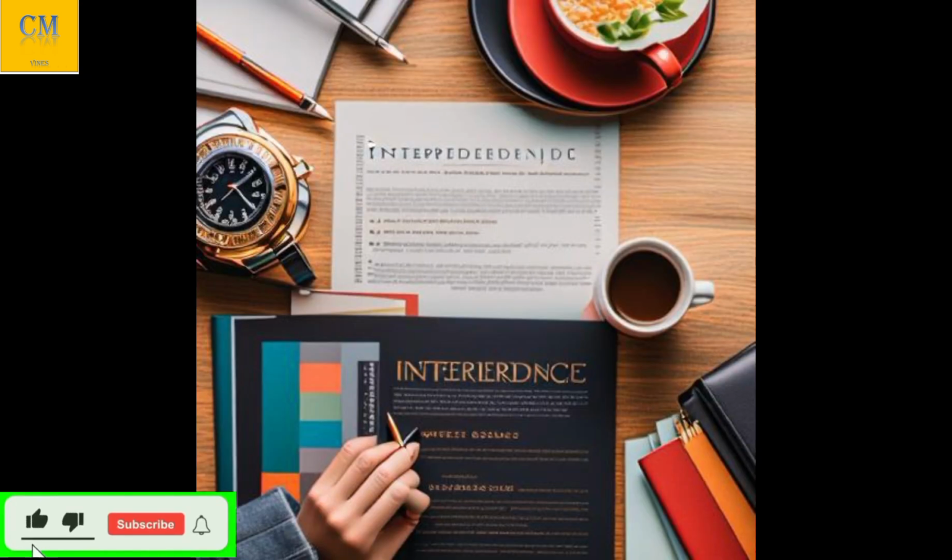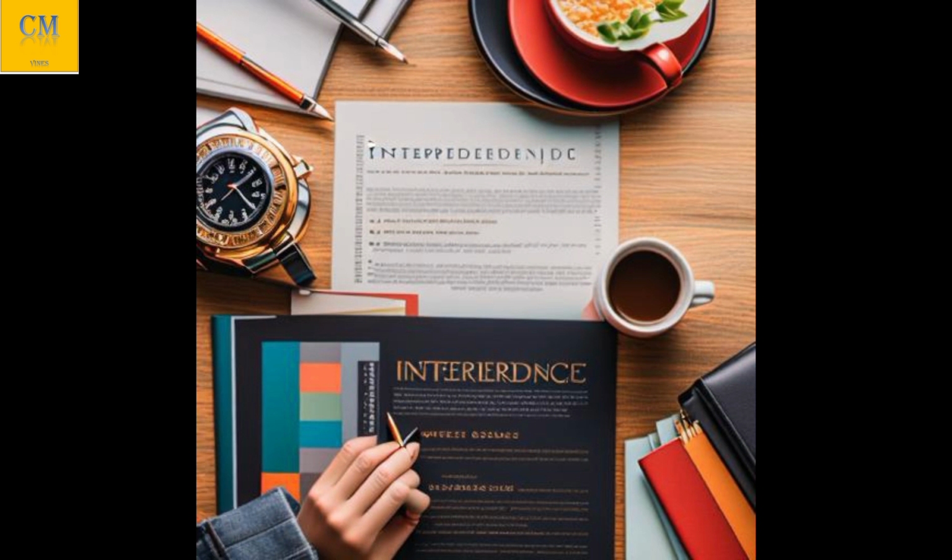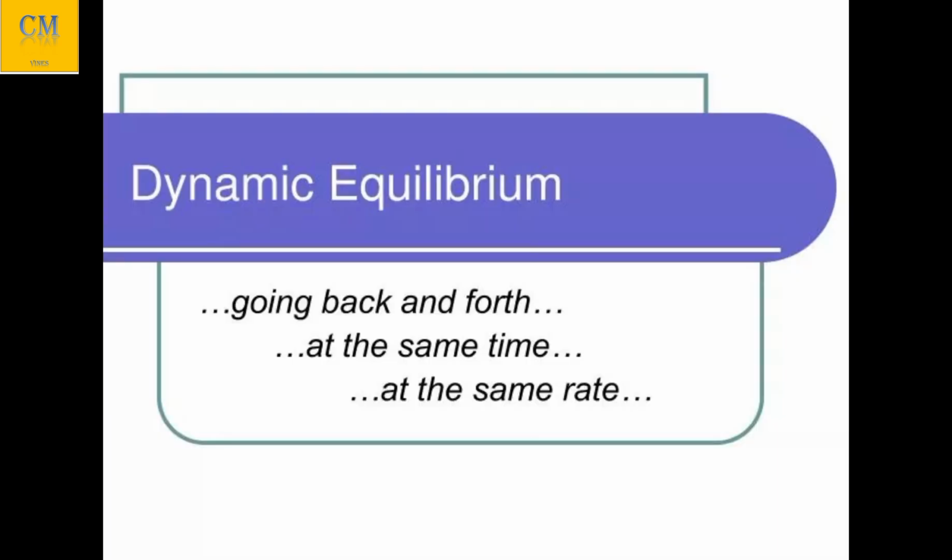So what is meant by interdependence? Interdependence means that the functioning of a system depends upon the proper functioning of its components, parts. In other words, we can say that the properties of the component parts are affected by the properties of the other component parts. Now let's move on to understand dynamic equilibrium.